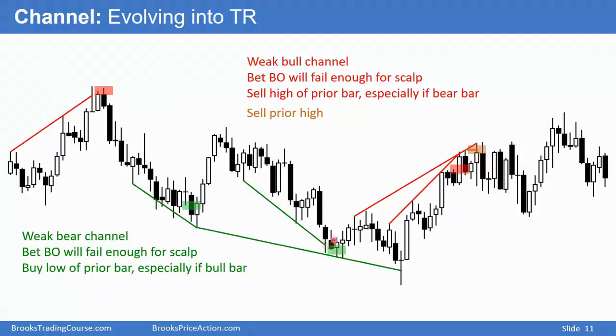We have a bad looking bear flag, a big tail here. We're trying to break out here. This looks like a bear leg in a trading range. Probably buyers at this low or not far below.